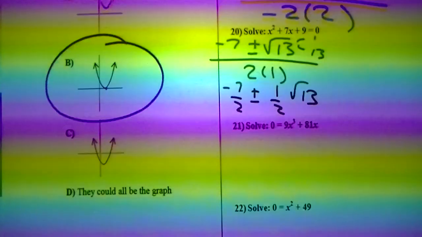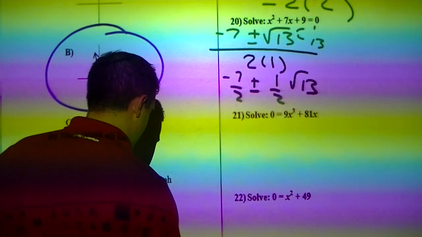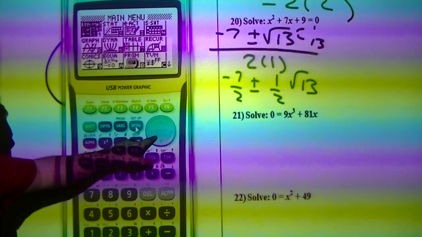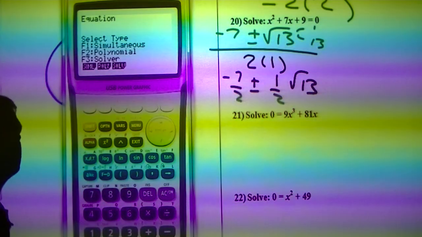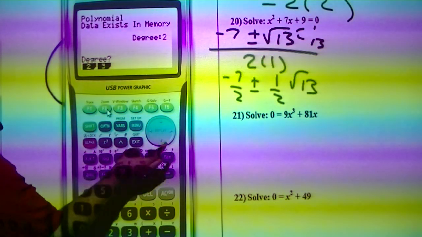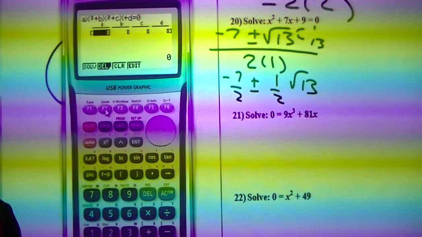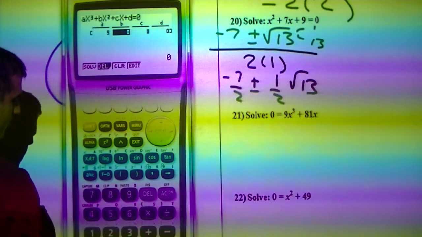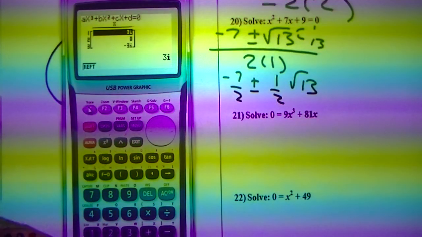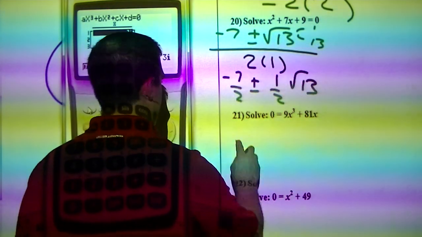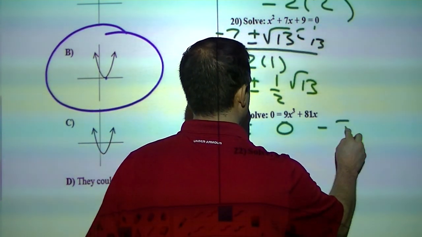Solve the following. Once again, always check. Menu and equa. This takes you about 20 seconds to check, and it can save you a ton of time. That's degree 3. I'm going to type in 9, 0, 81, 0, and it says solve. I've got answers of 3i, 0, and -3i.